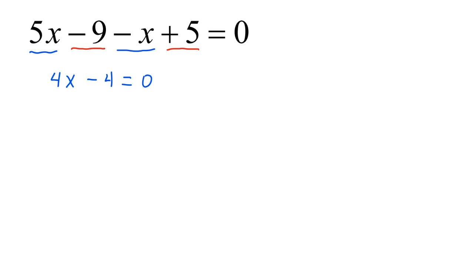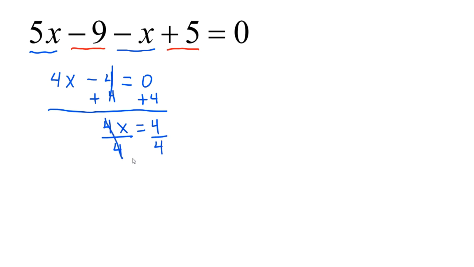So now we want to isolate the variable, and we'll do that by adding 4 to both sides of the equation. And now we have 4x equals 4, and then divide by 4, and that gives us x equals 1.